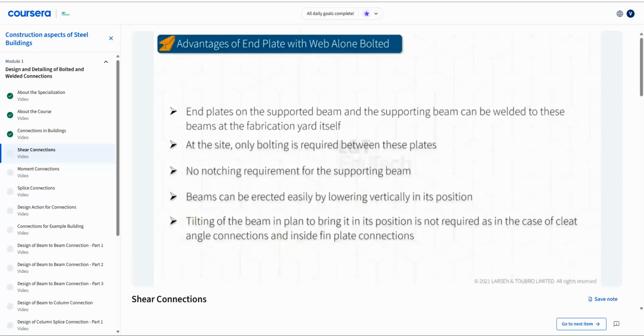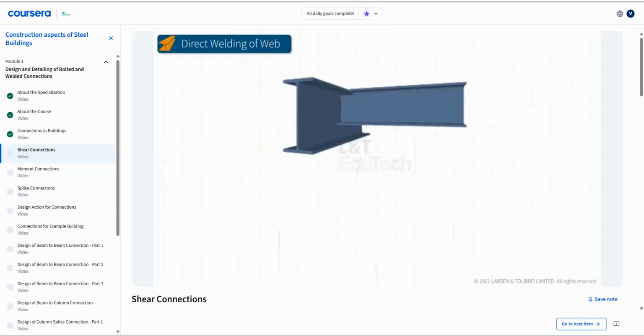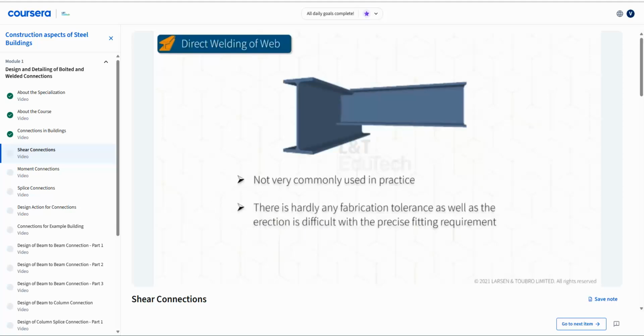Direct welding of the web of the supported beam to the supporting beam is another type of shear connection. This type of connection is not very commonly used in practice, as there is hardly any fabrication tolerance, as well as the erection is difficult with the precise fitting requirement. As the connection name indicates, in this type of connection, the web of the supported beam is directly welded to the web of the supporting beam.